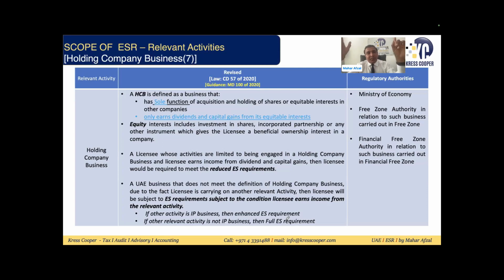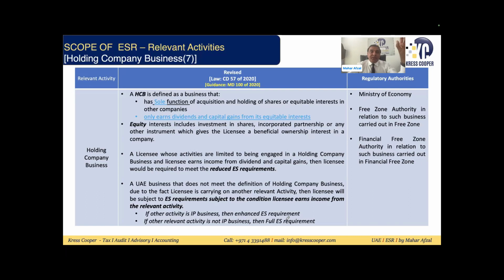Basically, if the holding company is making investment in the form of equity or equitable interest, and getting income in the form of dividend and capital gain, nothing more than this, then it will be assumed this is the relevant activity of a holding company. If they are conducting any other relevant activity, then it will be assumed that the company is doing that relevant activity.